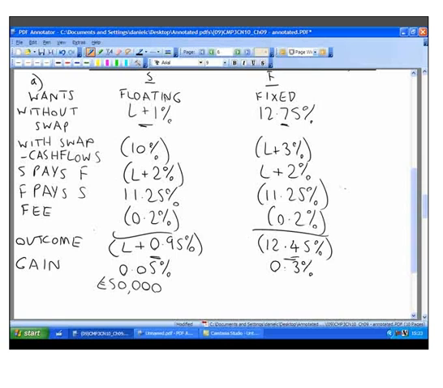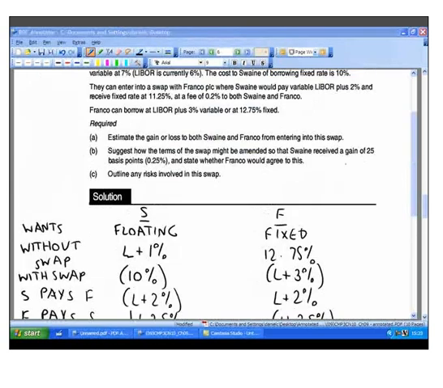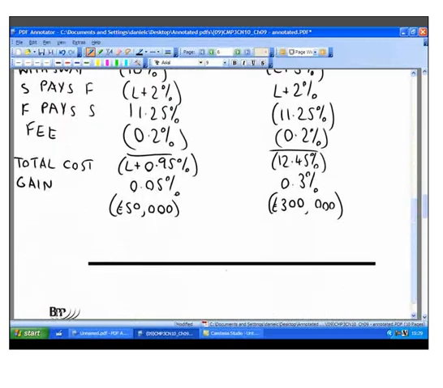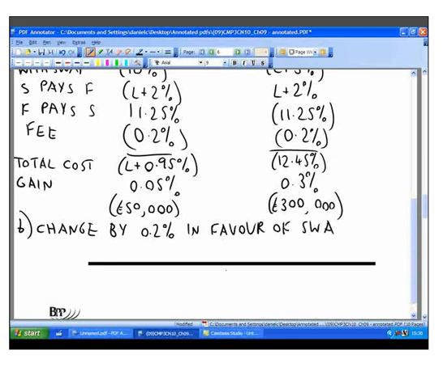Well, to do that, we'd obviously need to change the terms of the swap by 0.2% in favour of Swain. Now, there's multiple ways we can do this. The simplest way is to say, okay, Swain pays Franco less. Going to pay them LIBOR plus 1.8% instead of LIBOR plus 2%. Or Franco pays Swain 11.45%. So we can adjust the terms in multiple ways so that Swain receives a gain of 25 basis points.